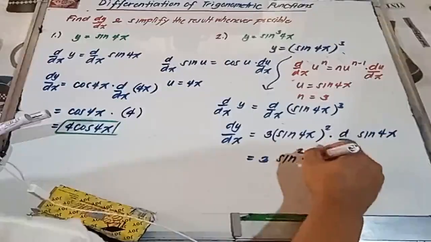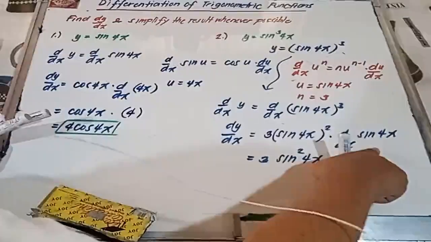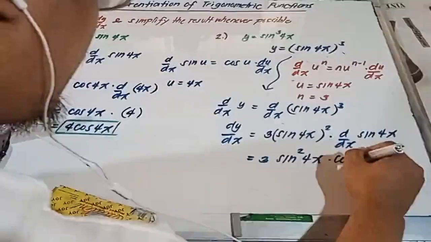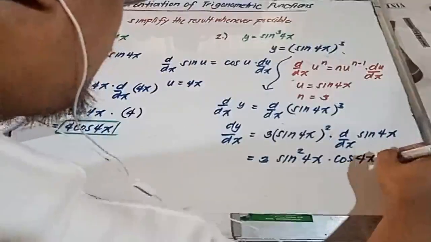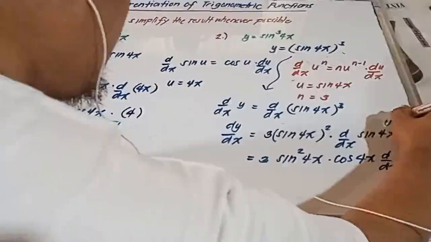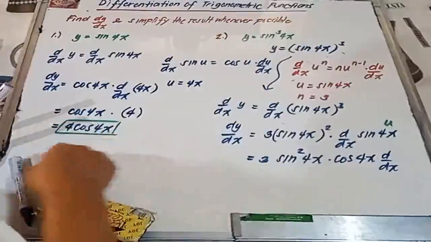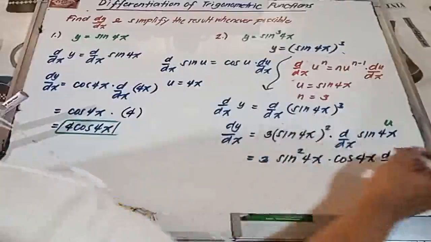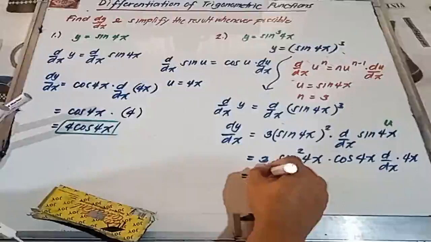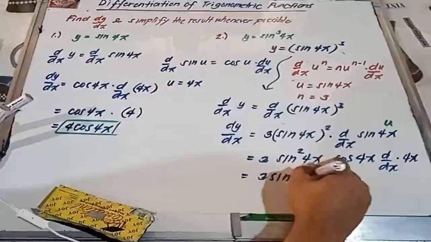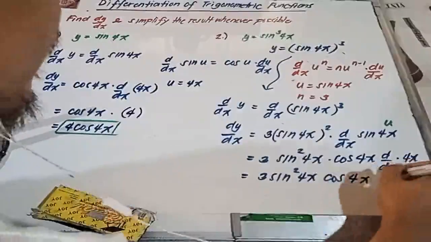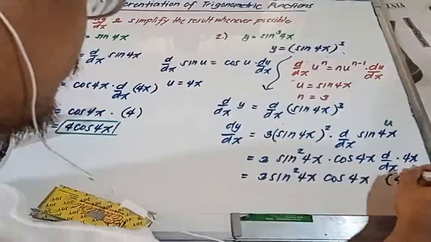I-rewrite ko na kung saan nasa powers na siya ng function. Sine squared 4x. Now, derivative of sine 4x, saka natin to gagamitin. Okay? So, that is equal to cosine 4x times derivative pa nung u. Ang derivative pa ng ating u, gamit yung formula, is derivative ni 4x. Okay? So, we have 3 sine squared 4x times cosine 4x times derivative ni 4x is 4.